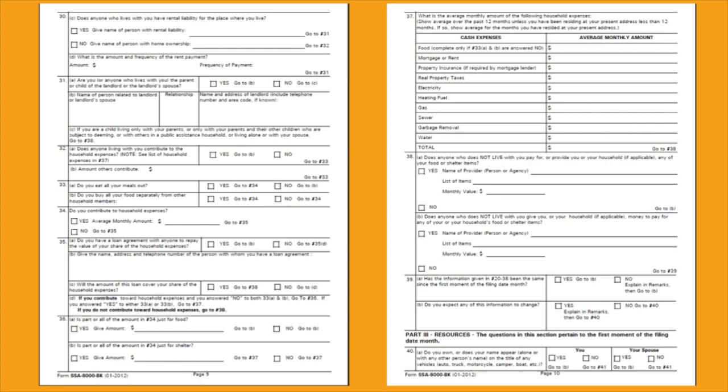It asks if there's anybody that doesn't live with you that helps you. It asks for any vehicle or property that your name is on, whether you're living there or not, whether you're using the vehicle or not. And this will be cross-checked with DMV records, real estate records, that kind of thing.